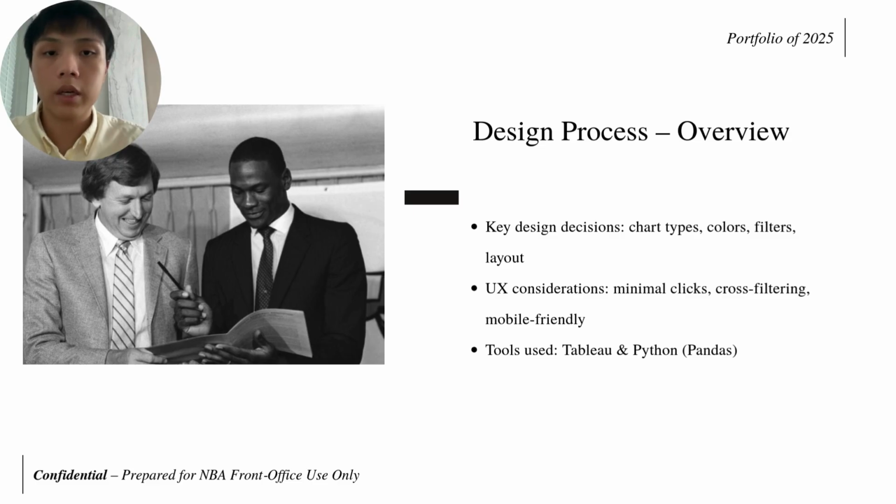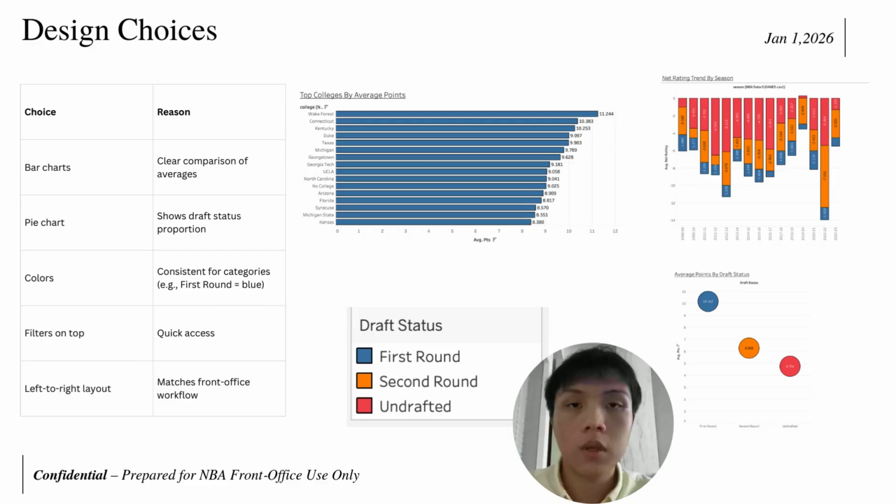By carefully considering these design elements, the dashboard is both effective and user-friendly. The design choices were made to maximize clarity and efficiency. Bar charts were chosen for comparing averages because they allow scouts to see differences across groups at a glance. For example, average points by height category.